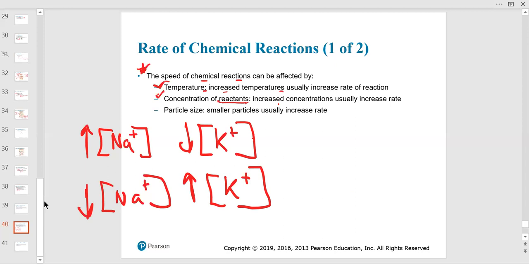So the smaller the particles, the faster they move. Like ions move faster than glucose. Glucose moves faster than insulin. It depends on the size of it. So temperature, concentration, and particle size, very important.